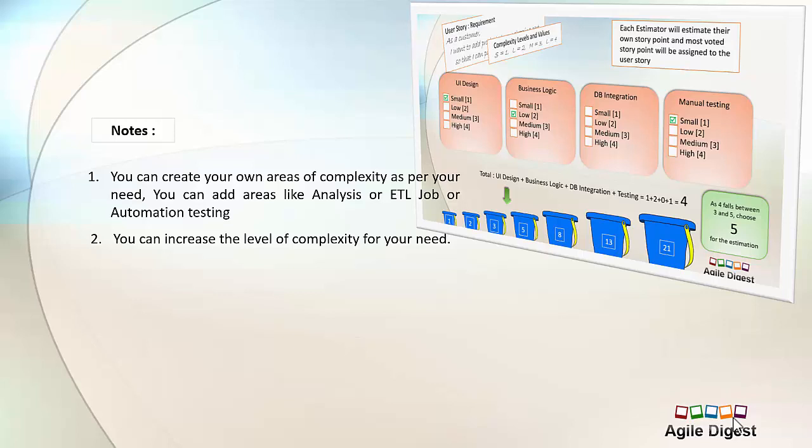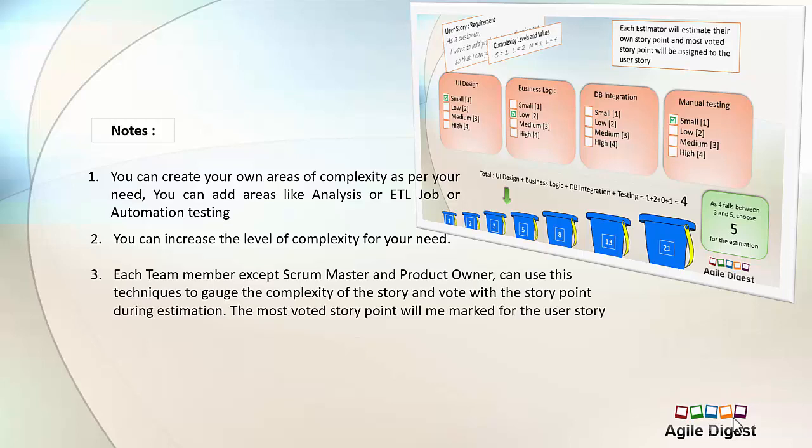Here we had small, low, medium, high. You can have very, very small, small, medium, large, extra large, extra extra large. Based upon your need, you can categorize and have your calculation that way.